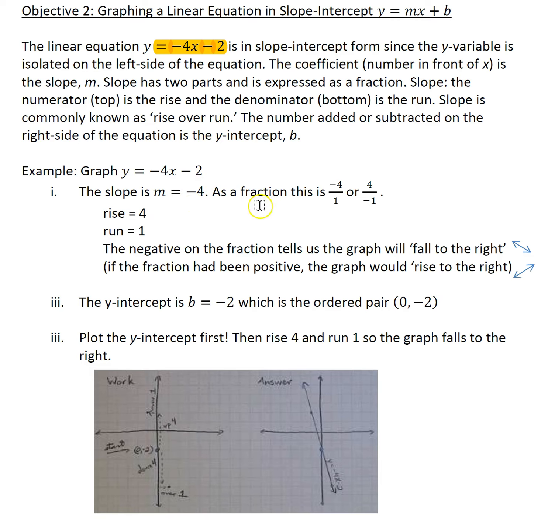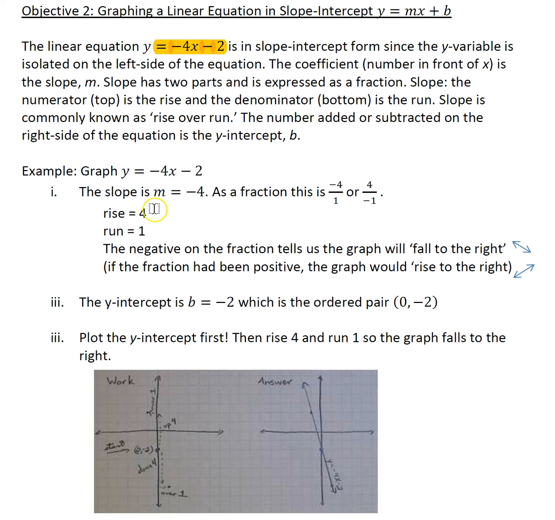I change this to a fraction. As a fraction, this is negative 4 over 1, or positive 4 over negative 1. It doesn't matter which version you have, but only one of the numbers is negative since the slope was negative. Remember, if both the numerator and denominator had been negative, that would actually create a positive because two negatives make a positive. Our slope is negative, so we only want one negative.